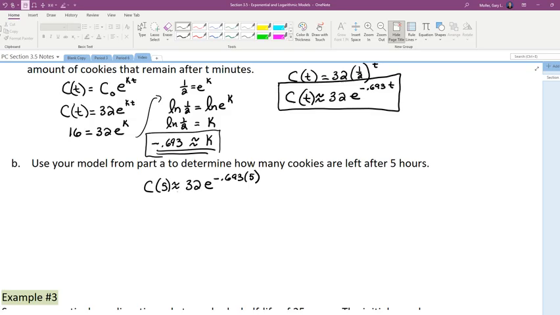Okay, let's see here. I'm going to do e to the negative 0.693 times 5, all in the power. And then I'm going to multiply that by 32. And I get C of 5. And with proper rounding, technically my answer is 1.0007. But I think we can see that with a few more decimal places, had I gone out more, it would have been even closer to 1. So I think we can go ahead and say that the answer is 1 cookie.